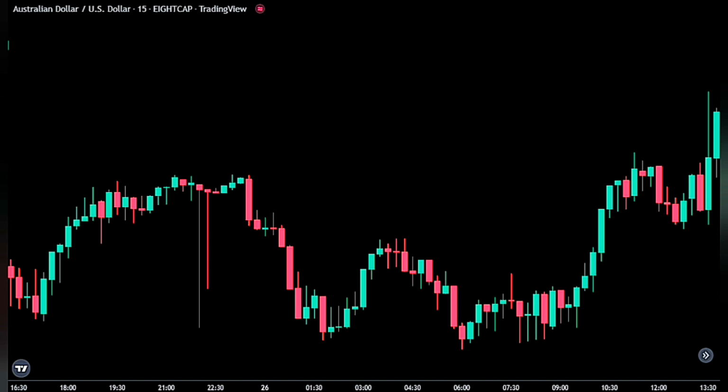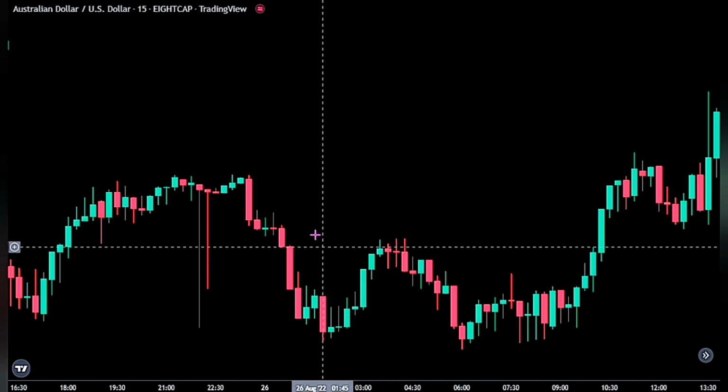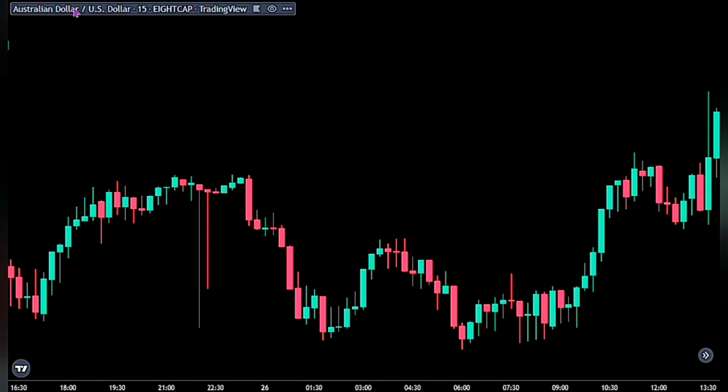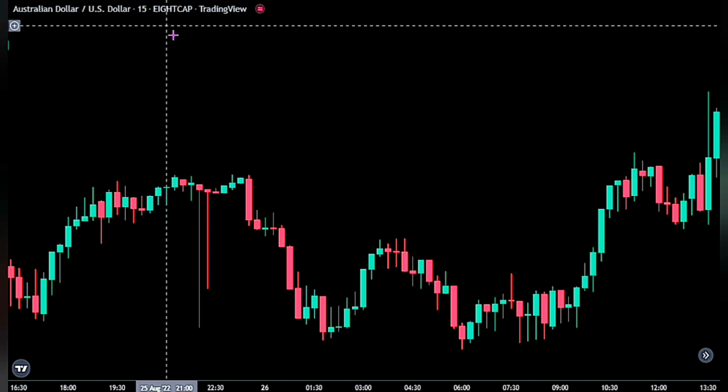To better understand how the strategy is making good winning trades, we will be using the strategy on the Australian dollar United States dollar chart, and this is the 15 minutes time frame. So let's jump into it.